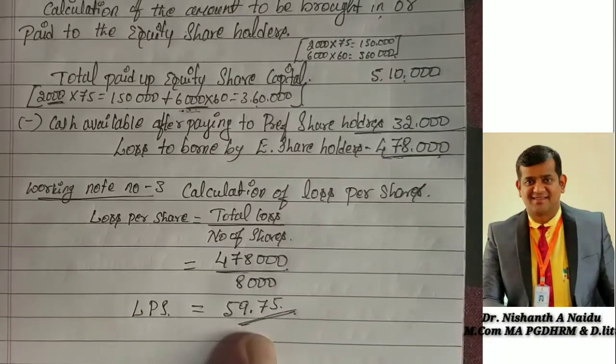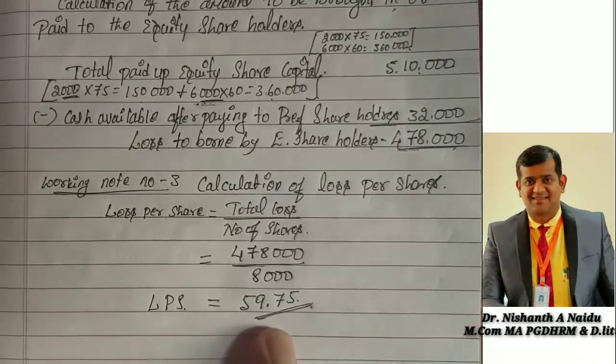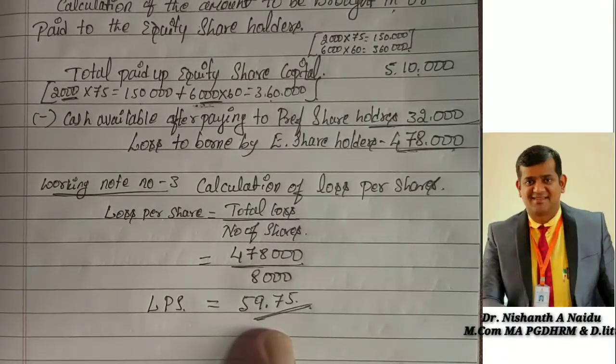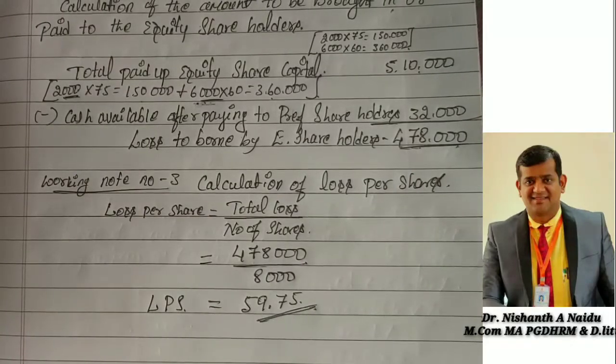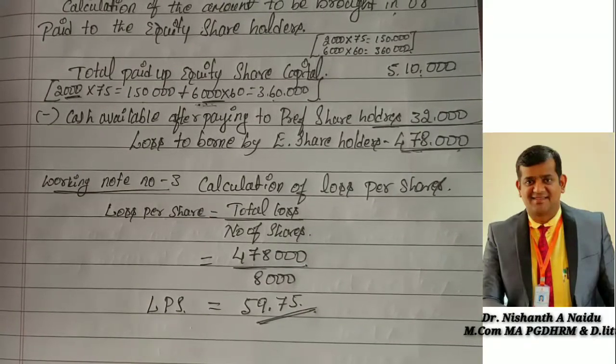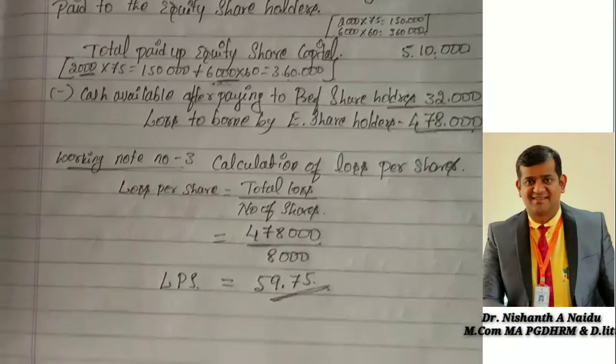Now if any shareholder has paid less than this, he has to bring money and pay it to the company. If they have paid more than this amount, that portion of money will be transferred to the equity shareholders' account. I believe this is not understood, so let us do one more working note.